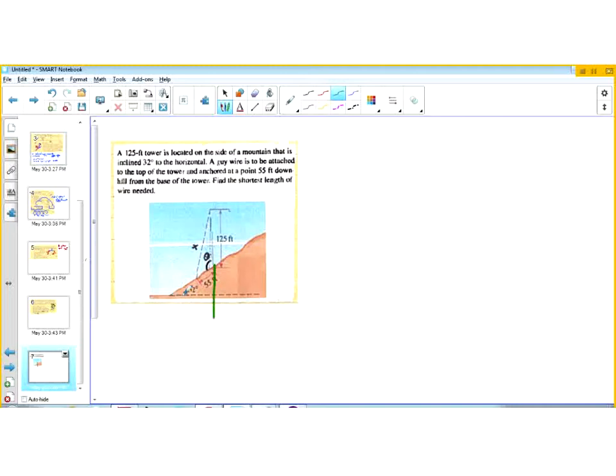That's 32. So we know that the measure of this angle would be 180 minus 90 minus 32. We'll call this alpha. So alpha is equal to 180 minus 32. No, gamma, I'm sorry. We'll call it gamma: 180 minus 32 minus 90. Okay, and that would equal 58 degrees.